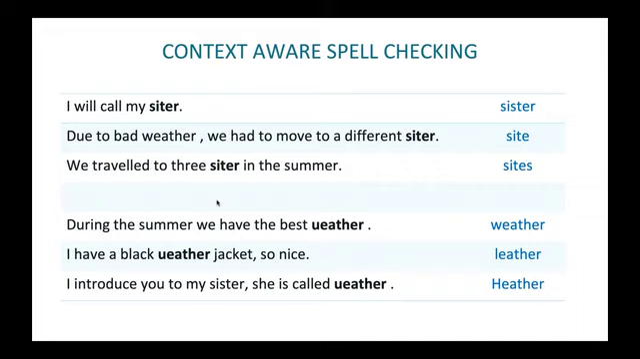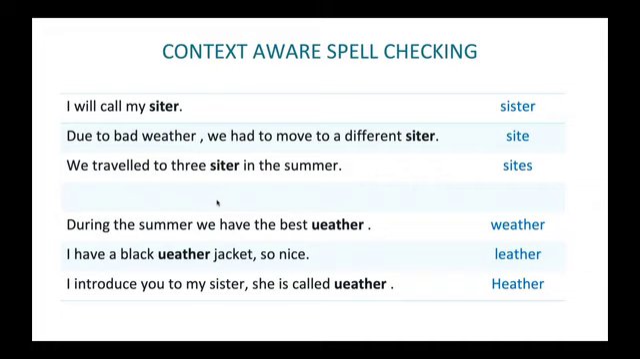It's the same token, really, right? So if your spell checker only looks at the token, it cannot possibly tell that these need to be corrected in 3 different ways. But the context-based spell checker, in this case, we say "I will call my sister," which should be "I will call my sister."